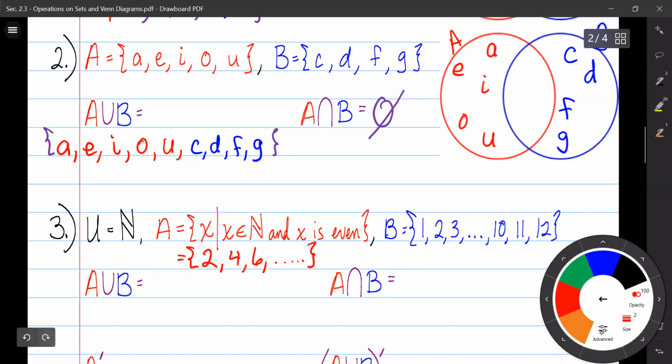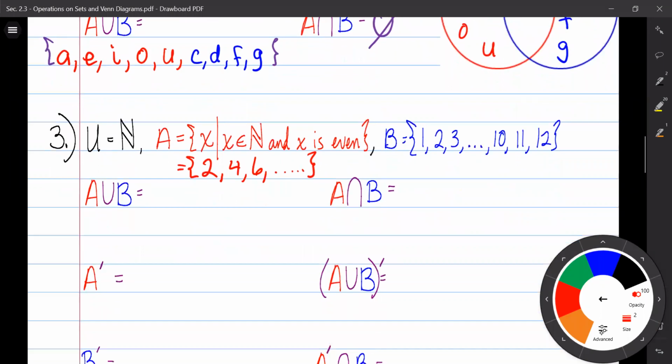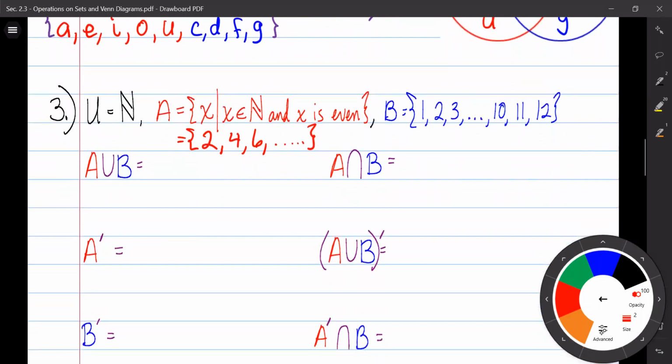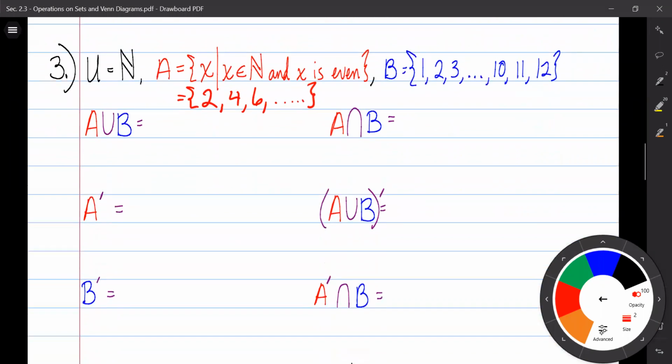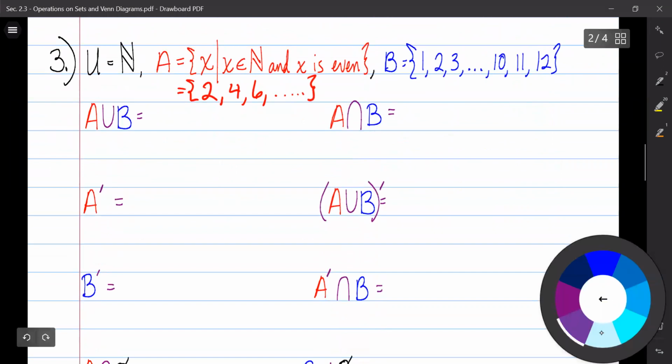I know those curly braces are really hard. I still struggle with them, especially when I'm writing them on the screen. All right, so like I said, I always like to try to start with intersection because that just seems a lot easier. It's smaller. So what elements would be in the intersection of A and B? So 2, 4, 6, 8, 10, 12.